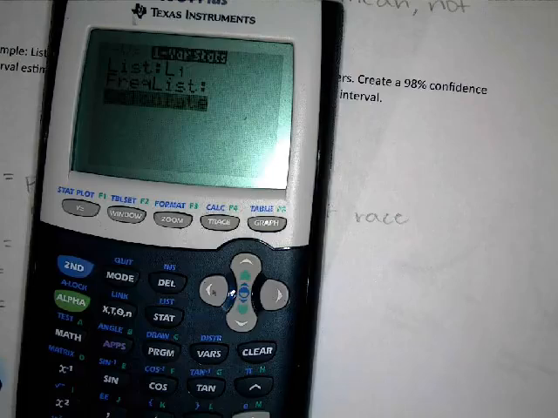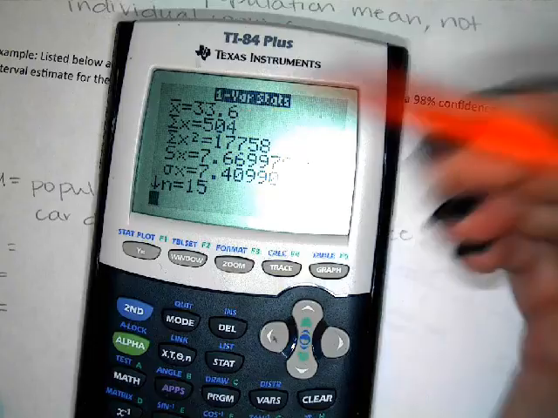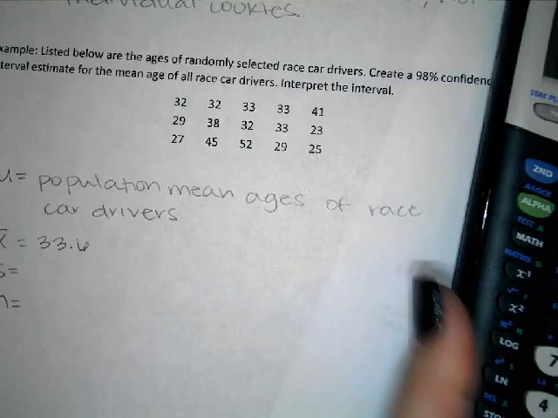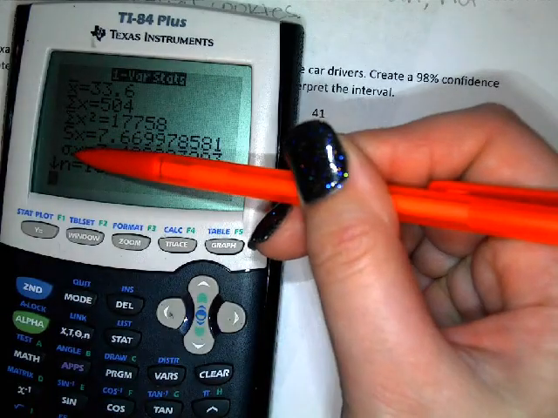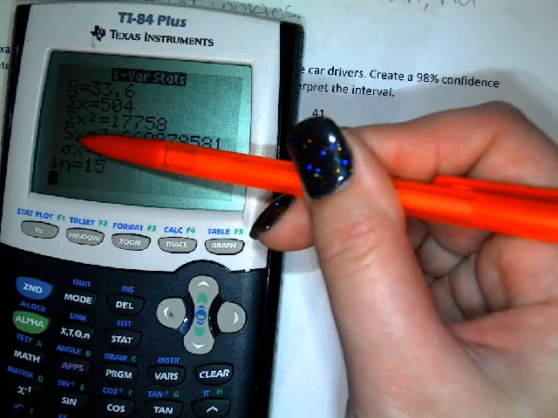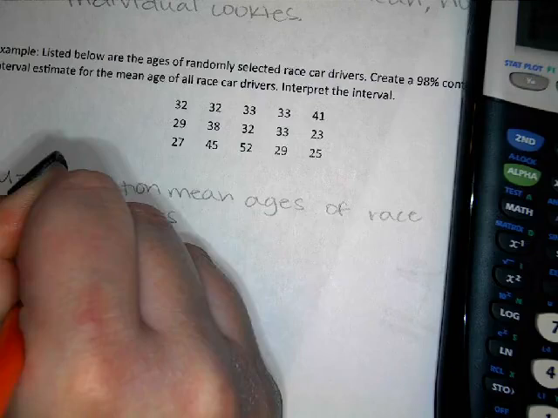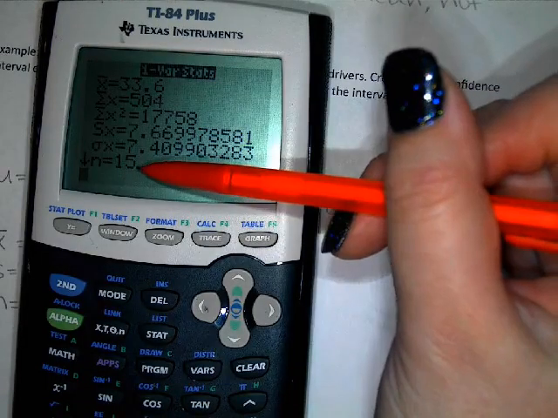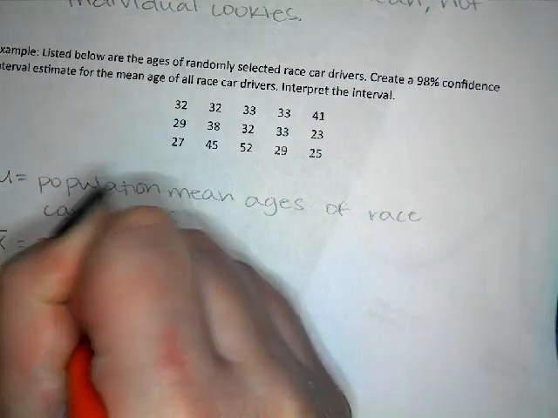So x-bar is 33.6. I'm using Sx, the sample standard deviation, not sigma. Sigma is the standard deviation if we're talking about a population, which we're not. We're talking about a sample, so I'm using s, 7.7. You can count up your number of samples, but it's also listed here for you. There were 15 numbers that we input. That means that our degrees of freedom is 14. And now we can find our critical value.